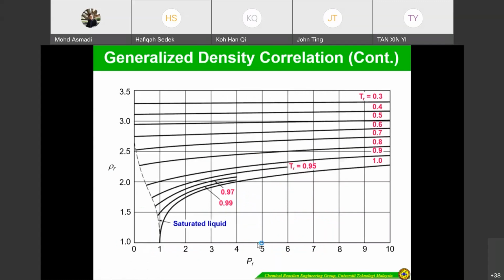If you look here, if you calculate rho PR, and then this one, this is 4, for example, you get 4. And then the value of TR, this is TR.